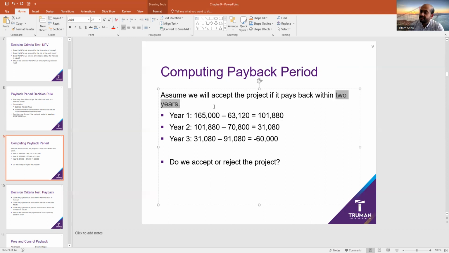2 years. So we decided if all of our investments is covered or returned by 2 years, we should invest in these projects, which is not true here because we need 2.34 years. So we should reject the project.